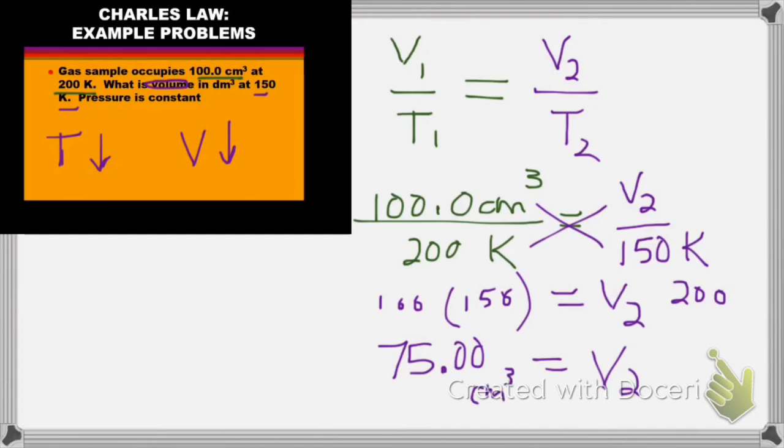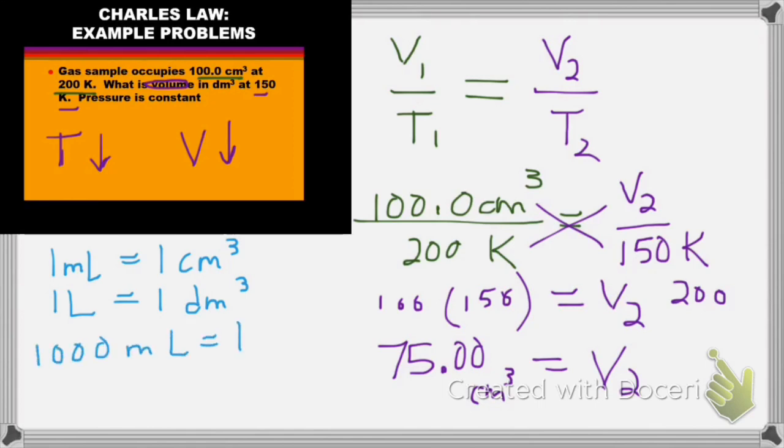Okay, now they want that in decimeters cubed. So let's think way back to September. Remember that a milliliter is the same as a centimeter cubed. A liter is the same as a decimeter cubed. And we know that 1,000 milliliters are in a liter, and 1,000 centimeters cubed are in a decimeter cubed.